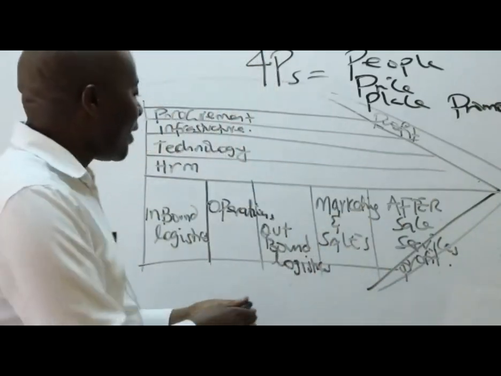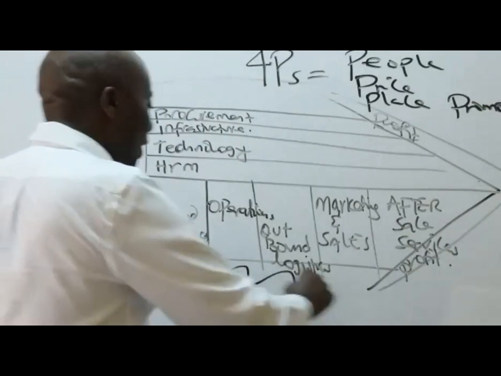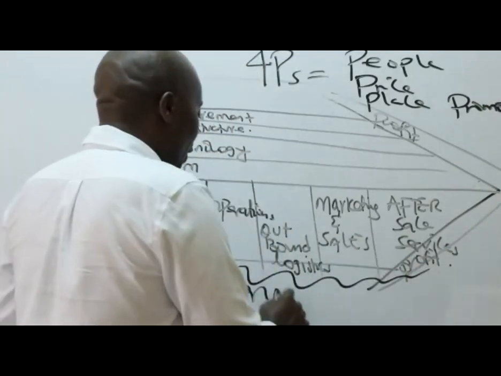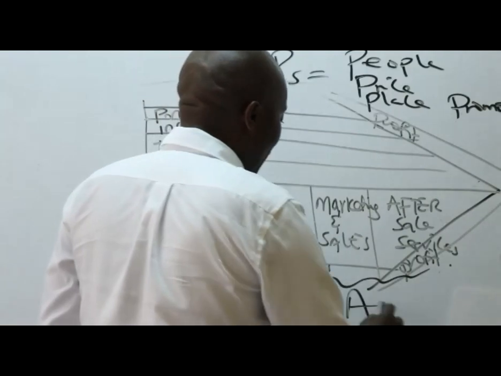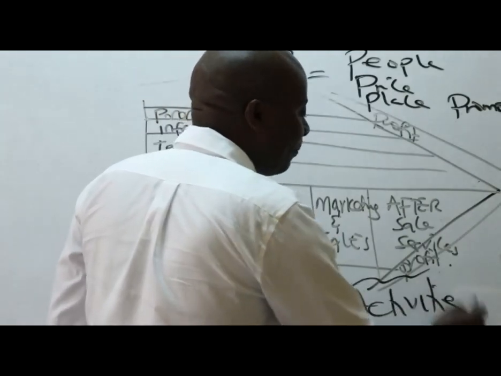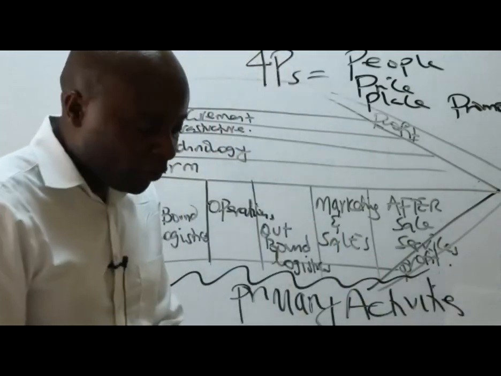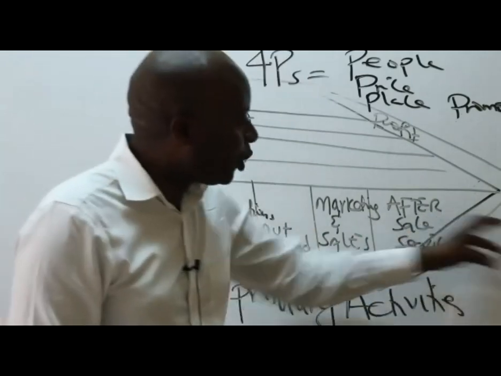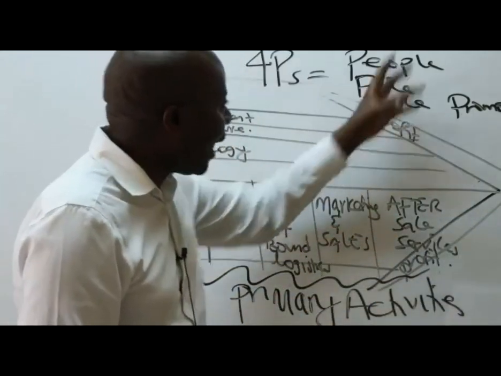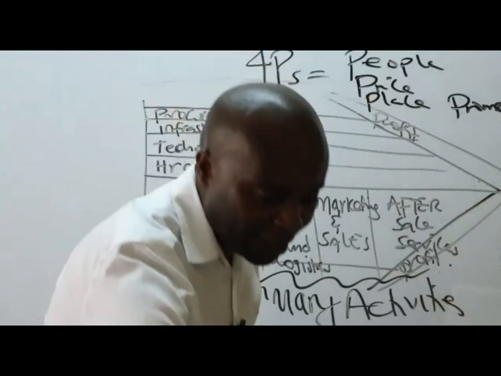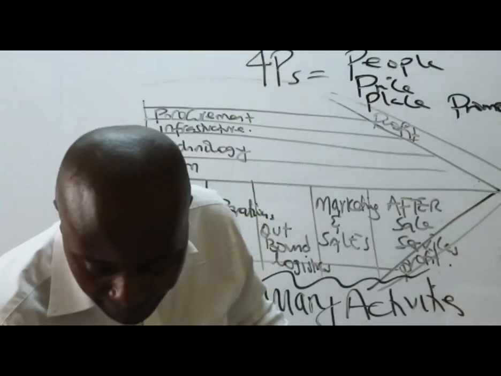Now, ladies and gentlemen, these are what we call the primary activities. We call these ones the primary activities, the ones that you really need for you to be able to post huge profits, for you to be able to charge a higher price for your products, etc. We call them the primary activities.